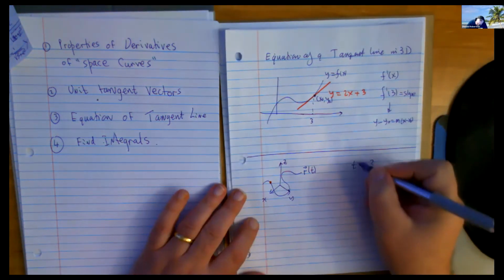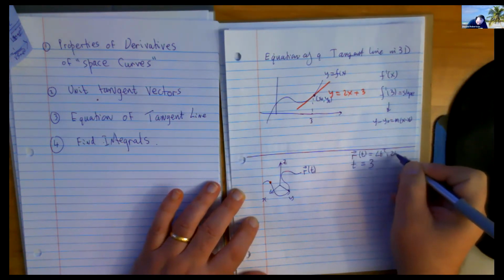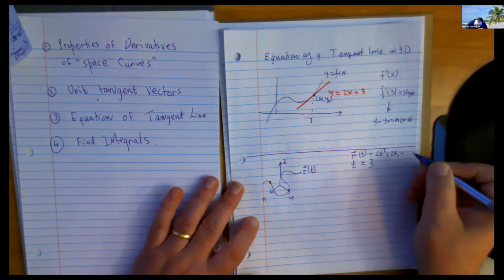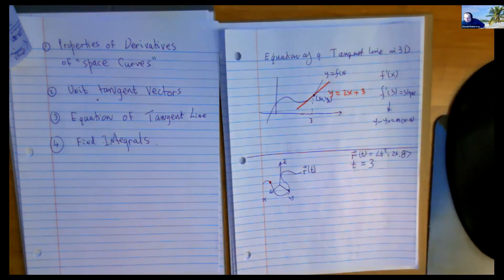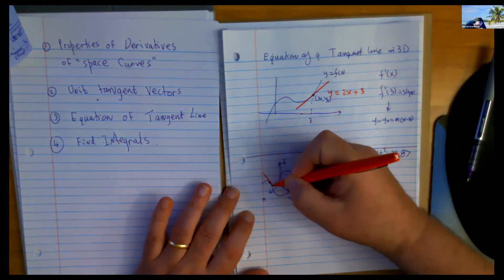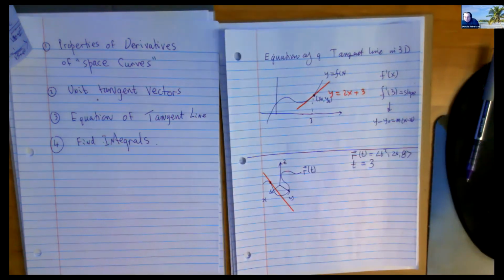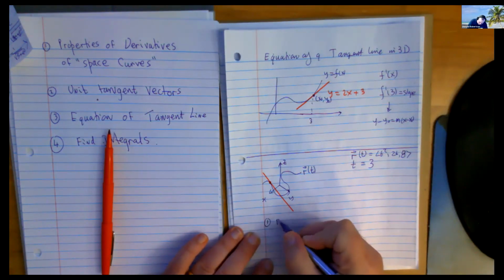And let's suppose you know the space curve, and it's t squared, 2t, 8, just because I want it, right? Something like that. We are being asked to find the equation of the tangent line. Now, in 3D, won't the tangent line just be a line in 3D? Now, when you want to find the equation of any line in 3 dimensions, don't you need to know 2 things? The first thing you need to know is a point on the line.